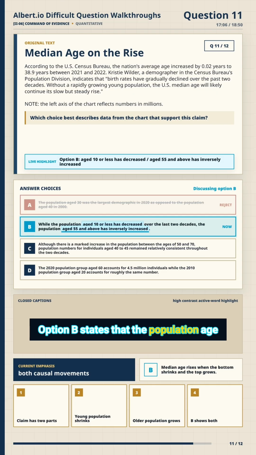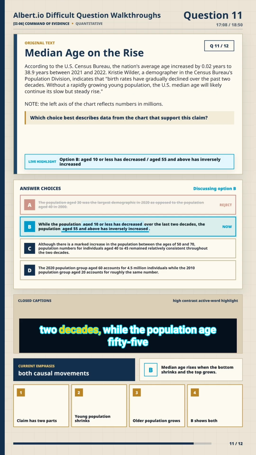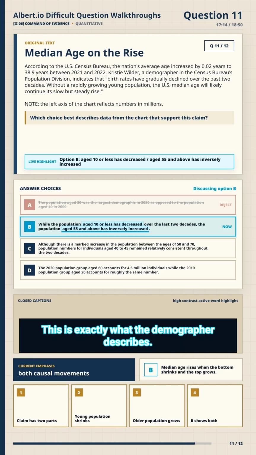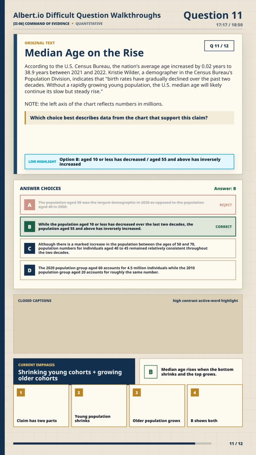Option B states that the population age 10 or less has decreased over the last 2 decades, while the population age 55 and above has increased. This is exactly what the demographer describes. So, option B is correct.